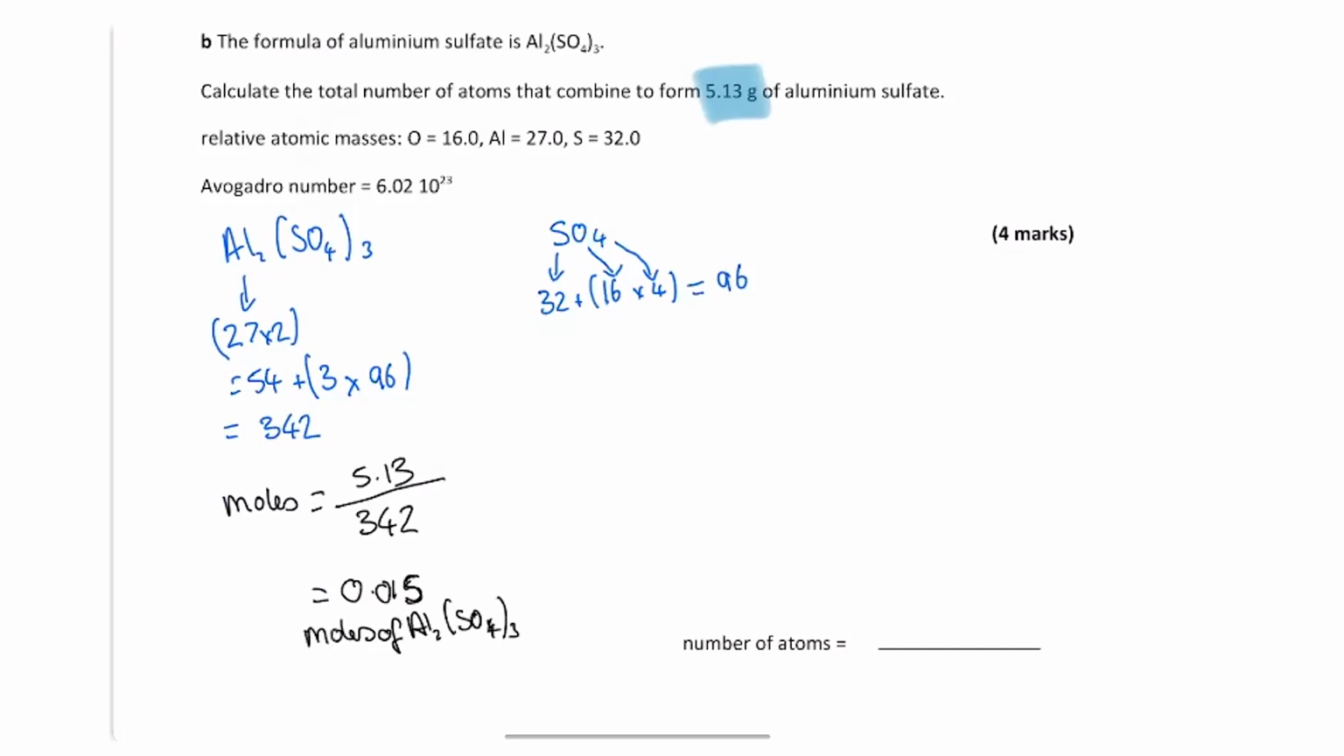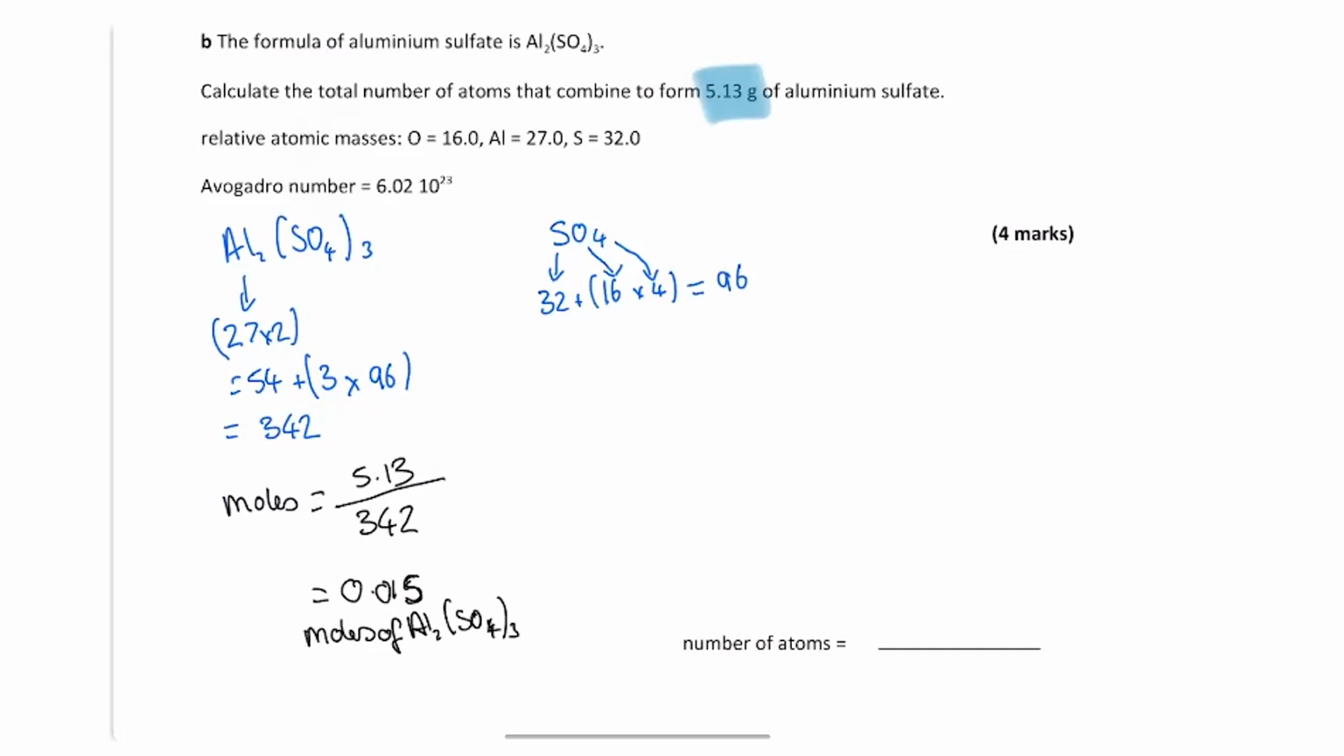That is the moles of aluminium sulfate there. So I've just made myself that tiny little note. Now, this is where the tricky leap is that we need to make here, because it says the number of atoms and it's given us Avogadro's number. So we know now that we need to do something with that.